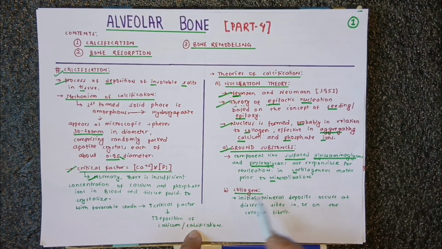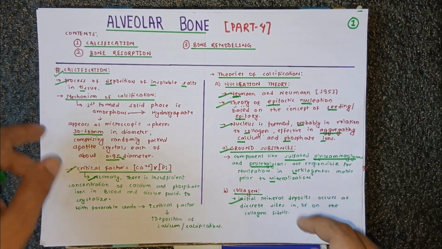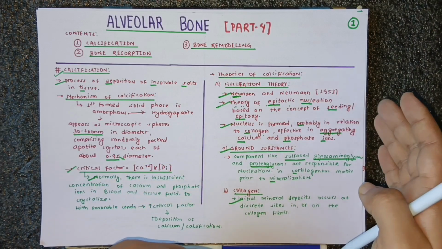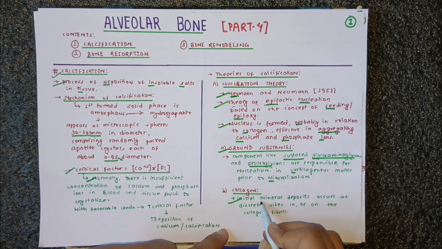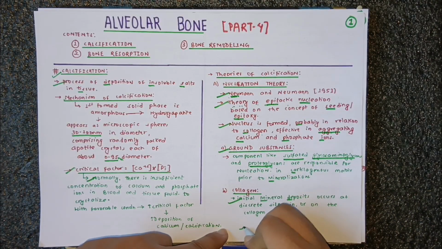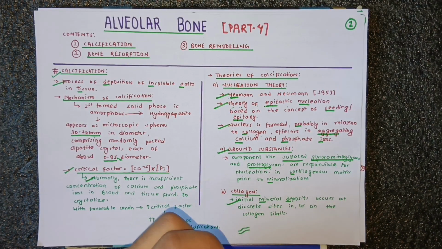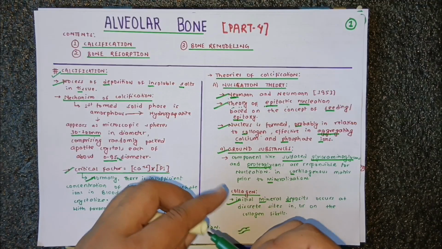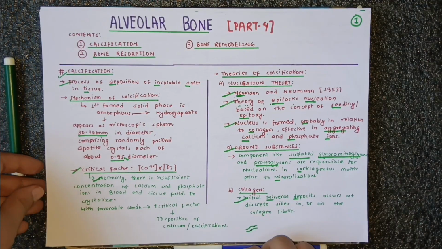After that, in the collagen, the initial mineral deposit occurs at discrete sites in or on the collagen fibrils. In the collagen there are bundles of collagen, and first of all small minerals are deposited at different points. If this is a collagen, we can see minerals being deposited at discrete sites, on different sites. There is no kind of rhythmicity present there.